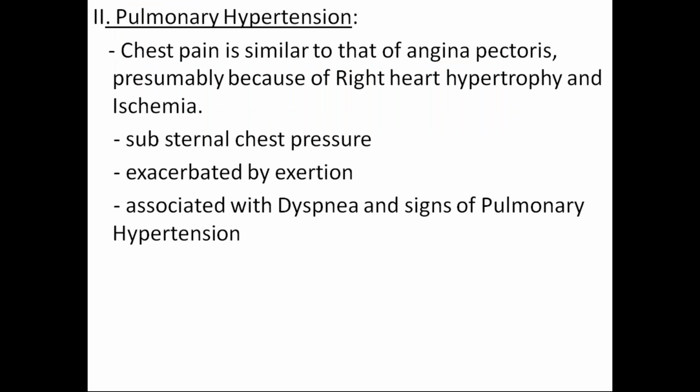And in pulmonary hypertension, this is also very important because in right heart failure, that is in cor pulmonale, we will see this pulmonary hypertension. Chest pain is similar to that of angina pectoris, presumably because of right heart hypertrophy and ischemia. It is associated with dyspnea and signs of pulmonary hypertension.